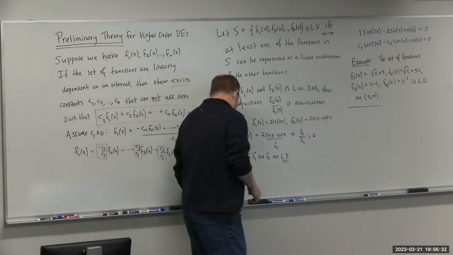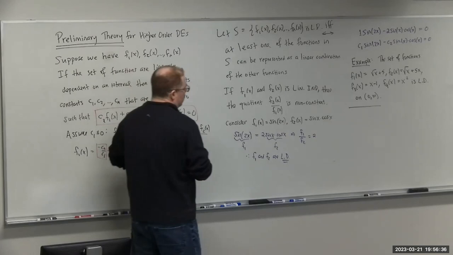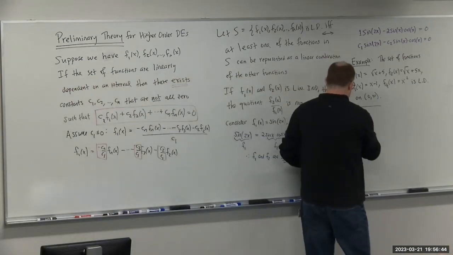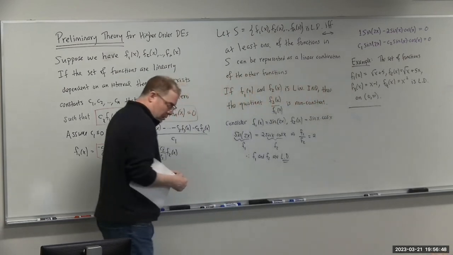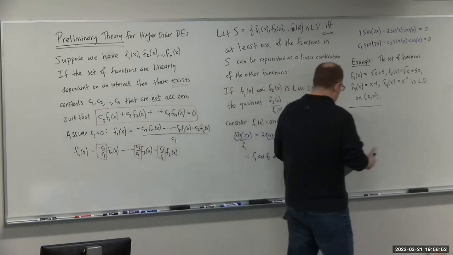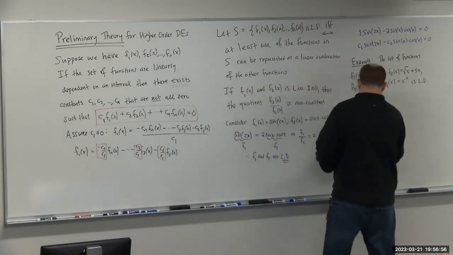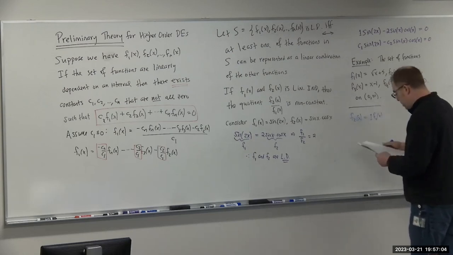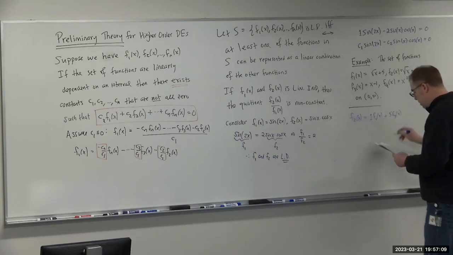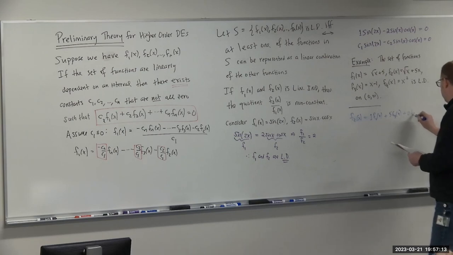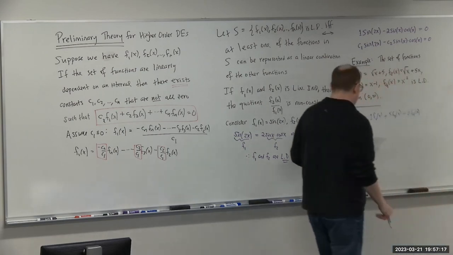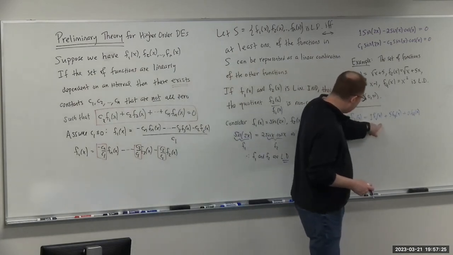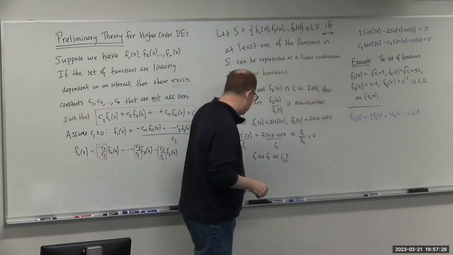But there is a function, namely f2, that can be represented as a linear combination of the others. So it turns out that f2 of x, you have one of these plus 5 of these, and then 0 of f4 of x. So that will work. It's because of this that we took one of these functions and wrote it as a linear combination of the remaining functions. Therefore, this shows that this collection is linearly dependent.